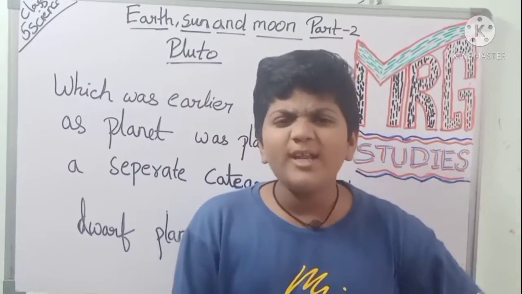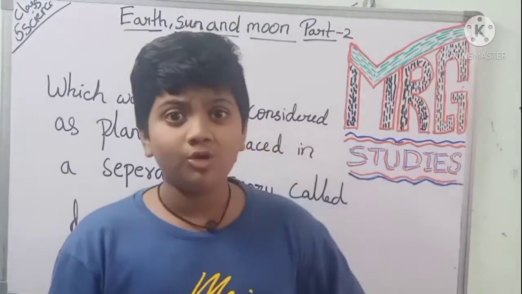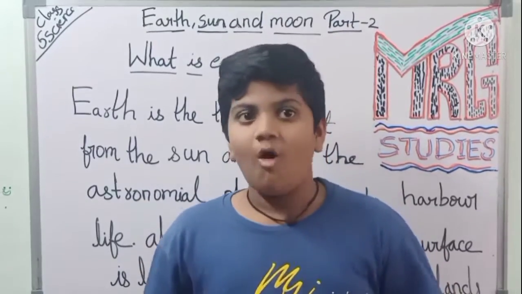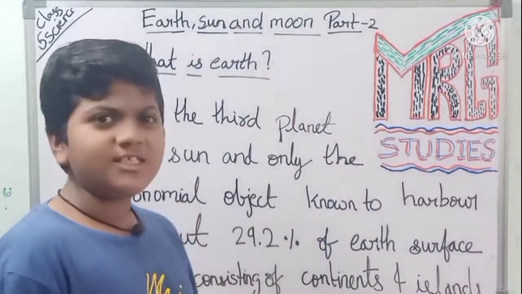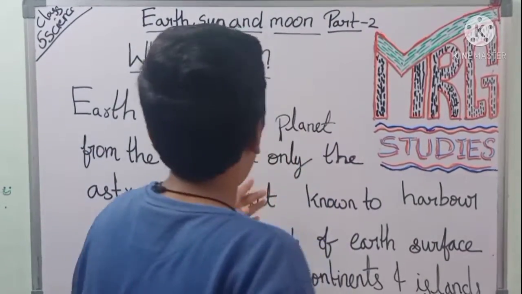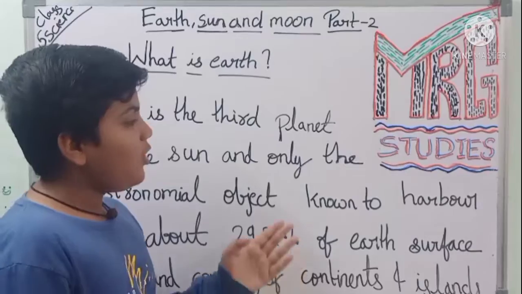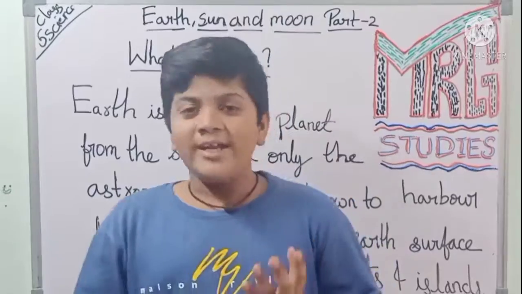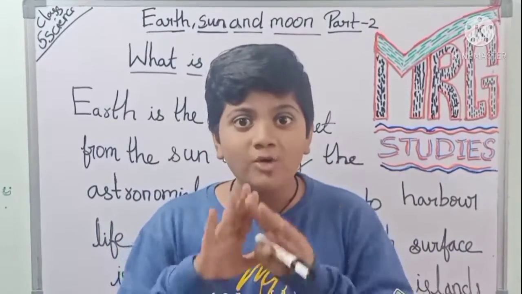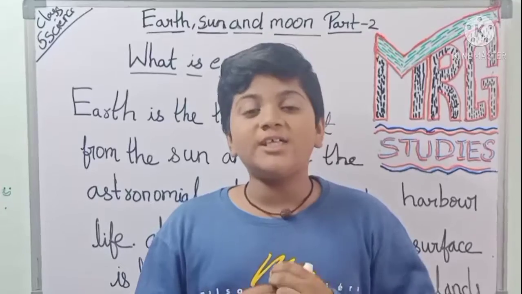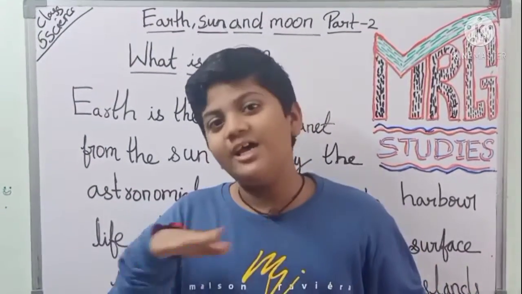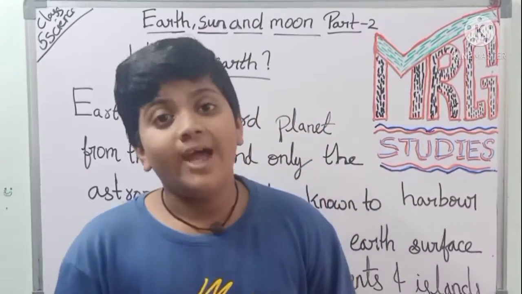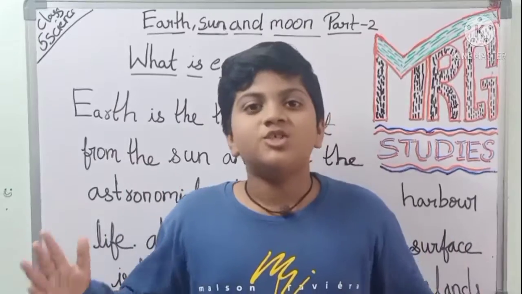Okay friends, I will tell you what is Earth. I haven't told you what is Earth. Yes friends, the Earth is the third planet from the Sun, like Mercury, Venus and Earth. And it is the only astronomical object known to harbor life. What is harbor life? If we go to space, there is no water, no plants, no breathing. If we open the oxygen kit, we die. On Earth there is food, water, oxygen to breathe, plants, all animals, humans.